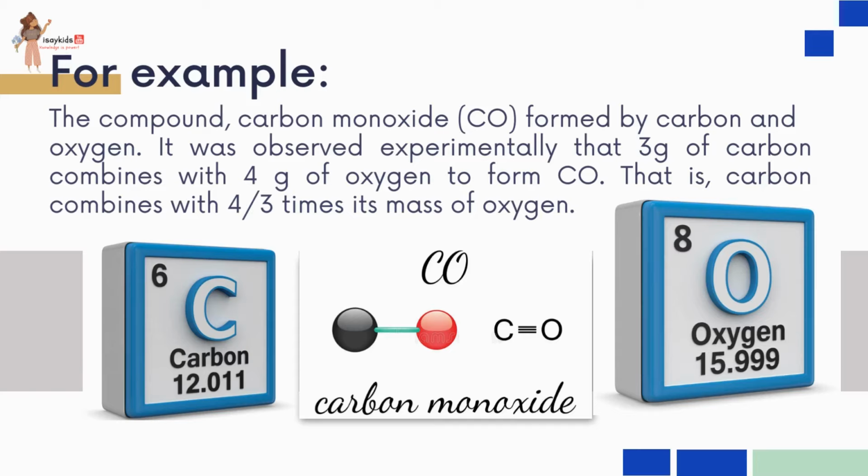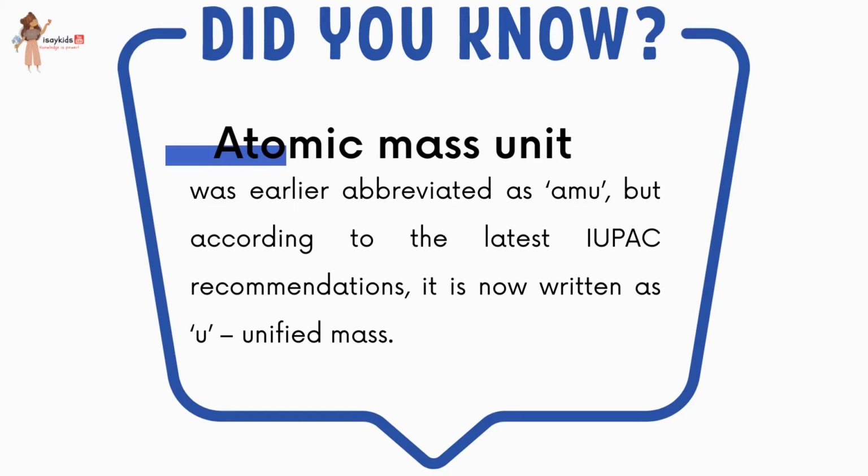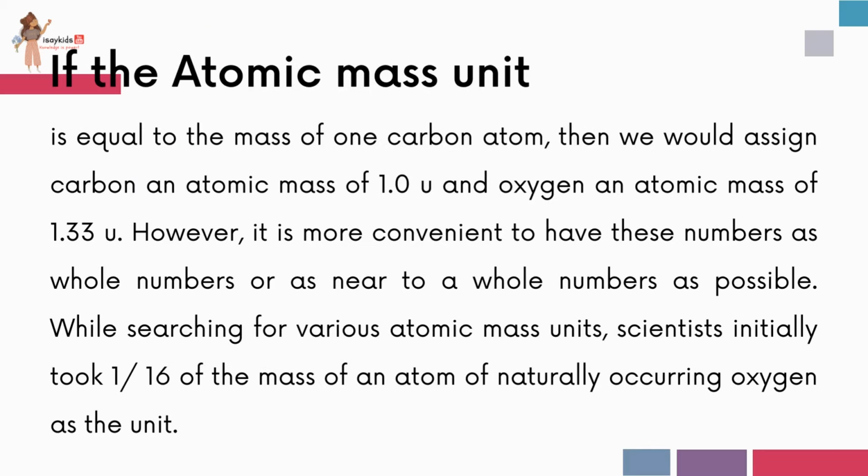Let us take the example of a compound, carbon monoxide, formed by carbon and oxygen. It was observed experimentally that 3 grams of carbon combines with 4 grams of oxygen to form CO. In other words, carbon combines with 4/3 times its mass of oxygen. The atomic mass unit was earlier abbreviated as amu, but according to the latest IUPAC recommendations, it is now written as u, which is unified mass. Suppose we define the atomic mass unit as equal to the mass of one carbon atom. Then we would assign carbon an atomic mass of 1.0 u and oxygen an atomic mass of 1.33 u.